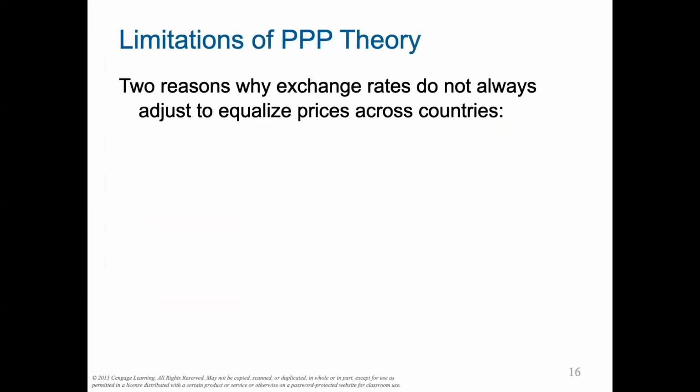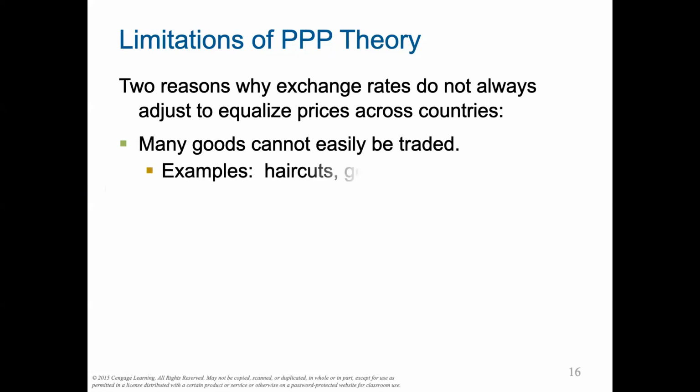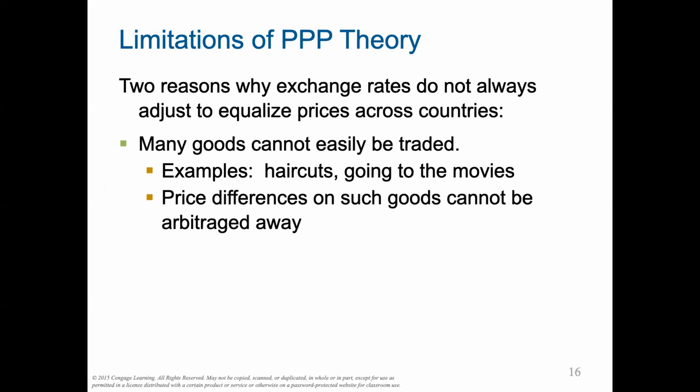So there are obviously some limitations. Two reasons why exchange rates don't always adjust to be equal across the countries. Anybody want to guess? Well, the first one is pretty fun. Many goods can't be easily traded, for example, haircuts, going to the movies. So the prices are different because they can't be arbitraged away. They can't be negotiated away because you can't negotiate a haircut across the border.